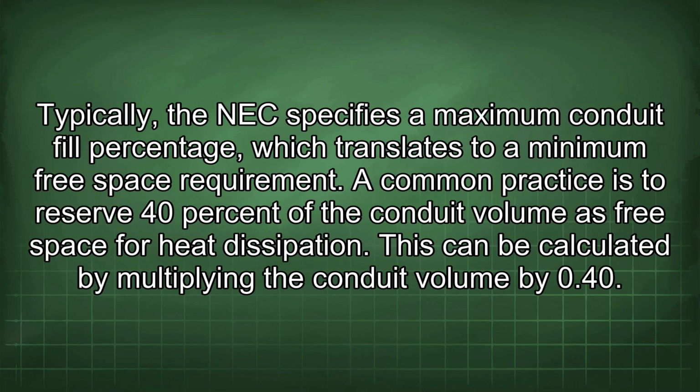Typically, the NEC specifies a maximum conduit fill percentage, which translates to a minimum free space requirement. A common practice is to reserve 40% of the conduit volume as free space for heat dissipation. This can be calculated by multiplying the conduit volume by 0.40.